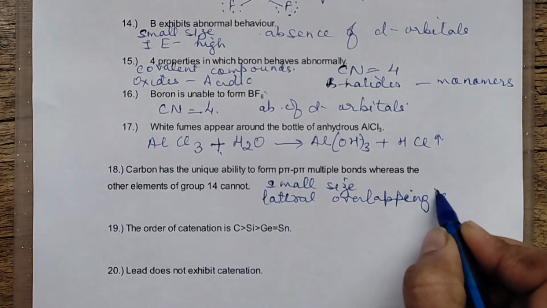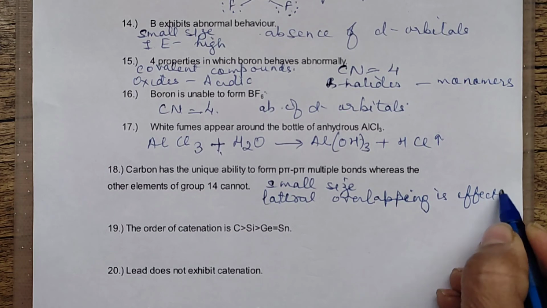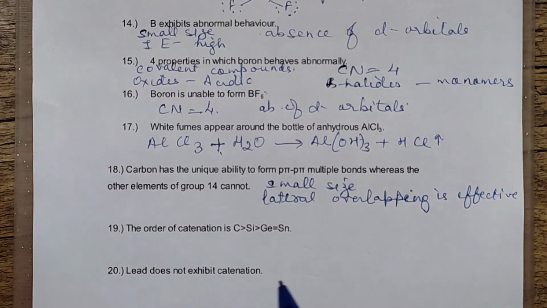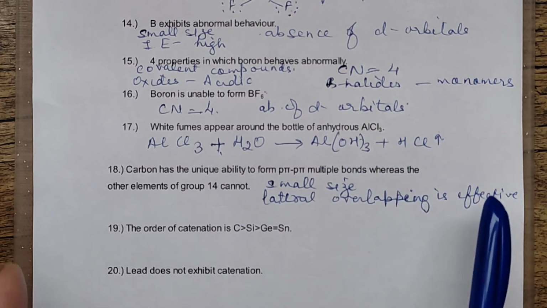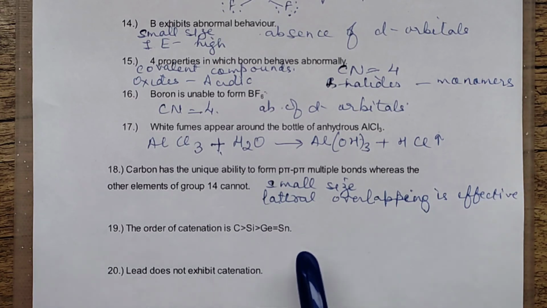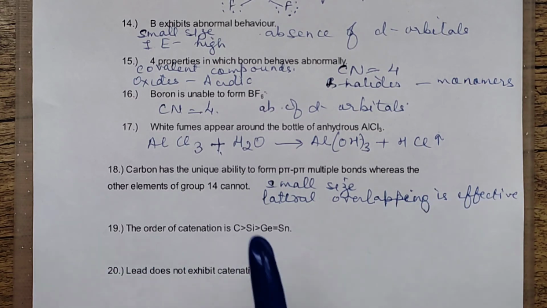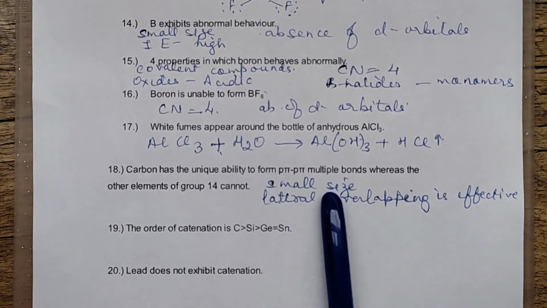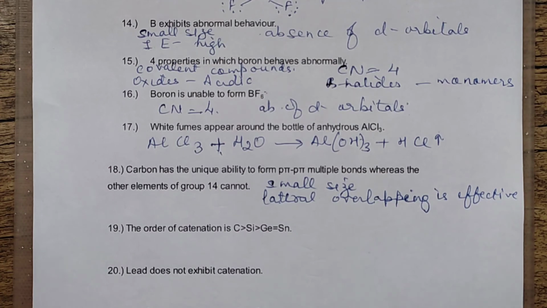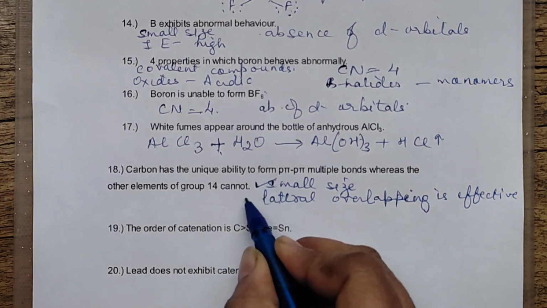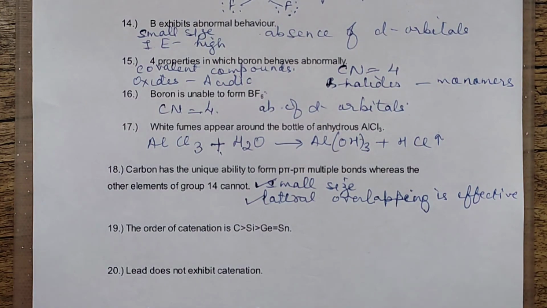Whereas if you take the other elements, say germanium, tin, lead, they are large in size. So the p orbital of one and the p orbital of the oxygen atom will be far away. Or with themselves also, if it is tin and tin, the p orbital of one tin and the p orbital of another tin will be far away because of large size. So lateral overlapping is ineffective in them. In carbon, due to small size, lateral overlapping is effective, and in the other elements, due to large size, it becomes ineffective.